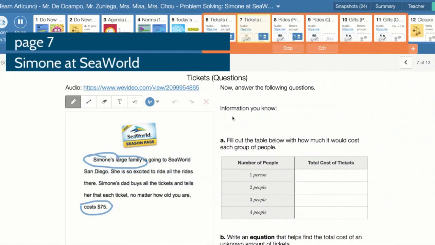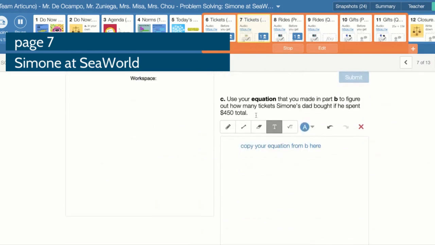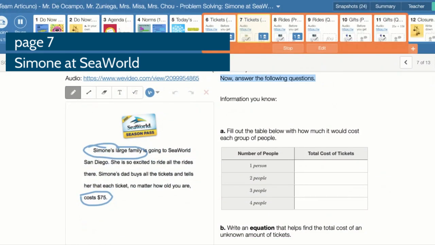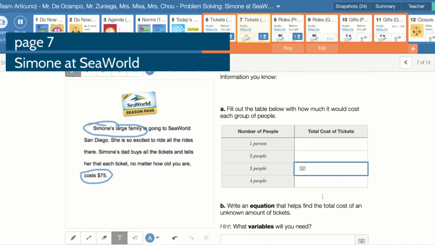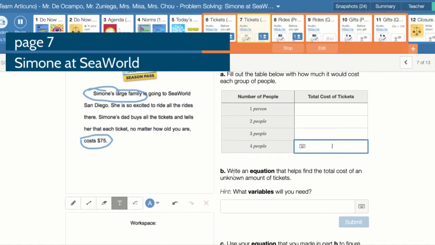Here on page 7, you have the questions now. So we now know what the questions are, and the questions are everything here on the right side. So this first question here is to fill out this table. So we need to know how much the tickets cost for one person. We need to know how much the tickets cost for 2 people, 3 people, and so on. So you'll fill in that table, and the reason why you're going to fill in that table is because this table is going to help you with part B.